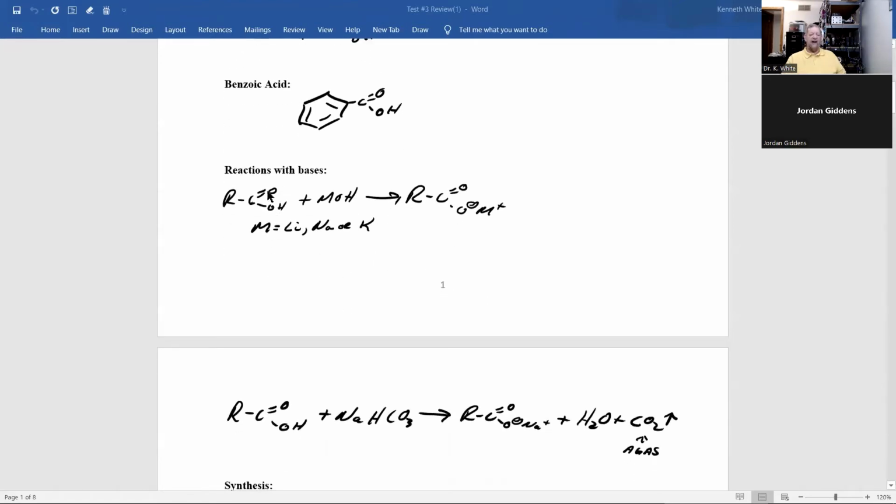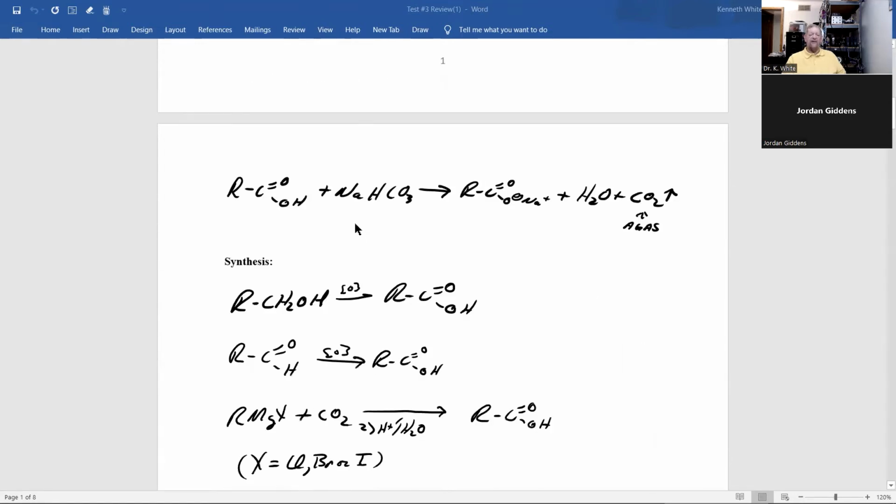Now, if you have a carboxylic acid reacted with base, you will get a carboxylate anion. M here can be lithium, sodium, or potassium. Now, hint: when you take a carboxylic acid and react it with sodium bicarbonate, baking soda, you get the carboxylate anion, but the carbonic acid form breaks down to water and CO2. The arrow tells you it's a gas. Remember the little rocket ship.